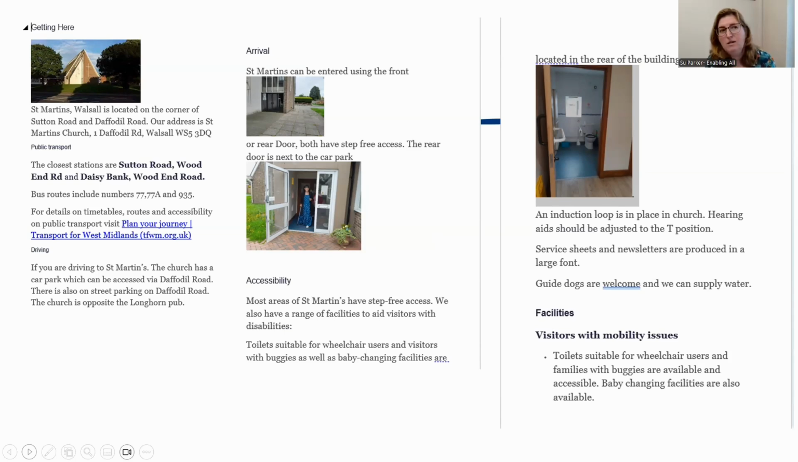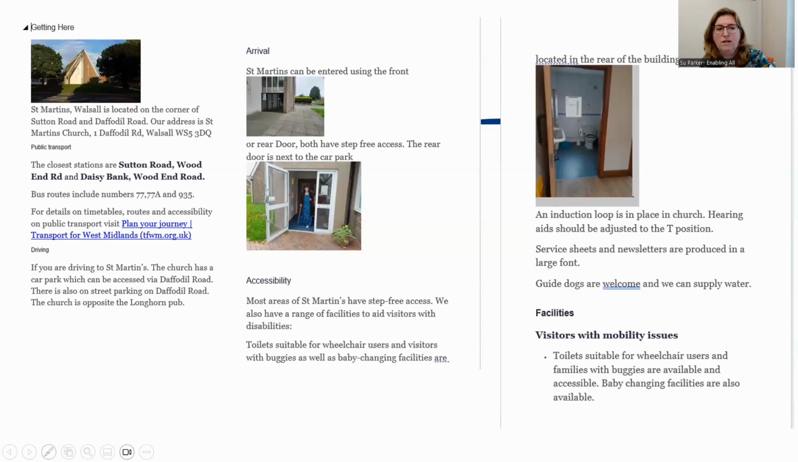So here you can see I showed a picture of the church, showed all the public transport, how to get there, the address, how to get there driving, arrival with Zoe in the picture to show how large the door is. And then talking about step-free access and moving around the space. Going on to showing what the accessible toilet is like, and then saying that we can have a supply of water for the guide dogs, and we will do service sheets and newsletters in a large font and the induction loop.